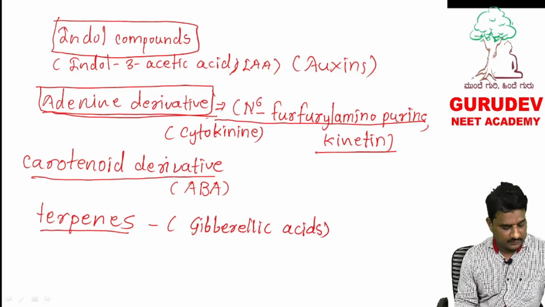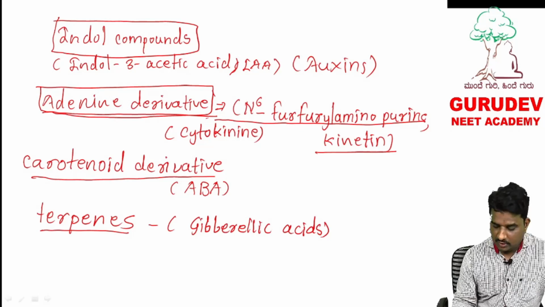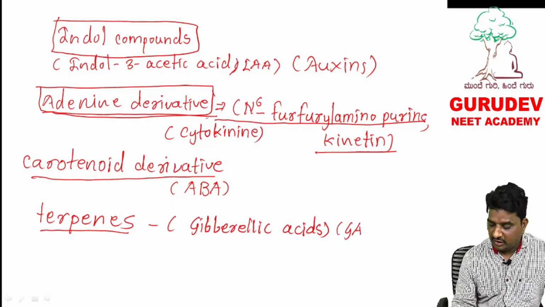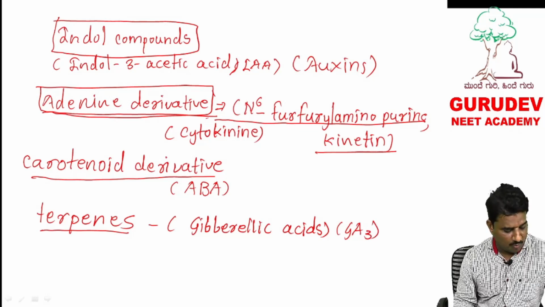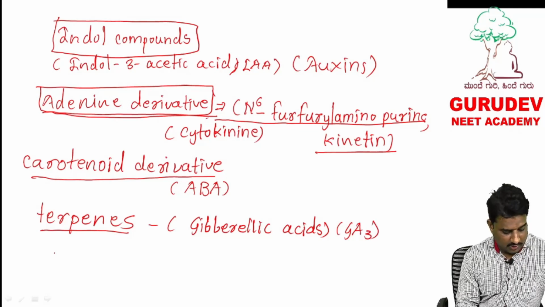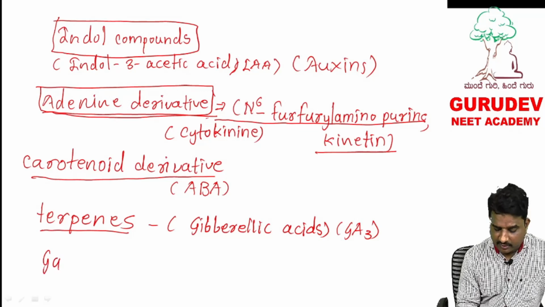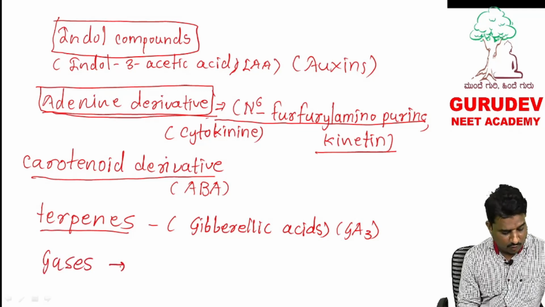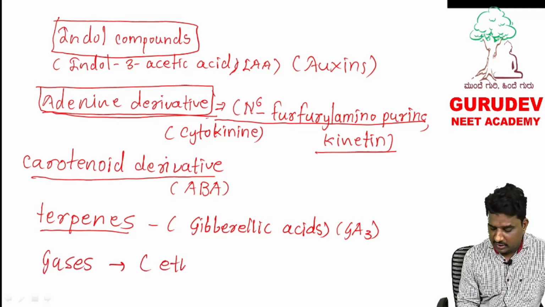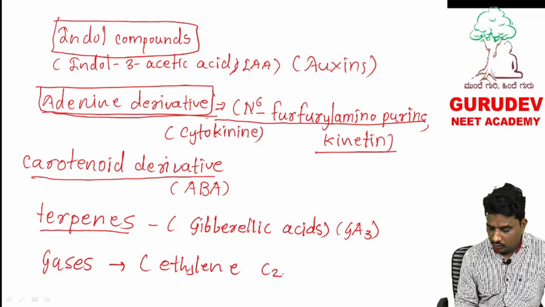Gibberellic acids. These are the terpene compounds. We commonly call them GA3, gibberellic acid, which is more common. And gaseous hormones. Which are the gaseous hormones? That is nothing but ethylene, C2H4.